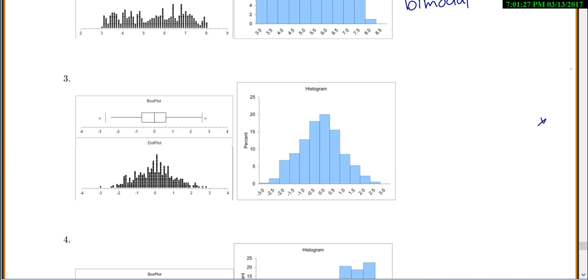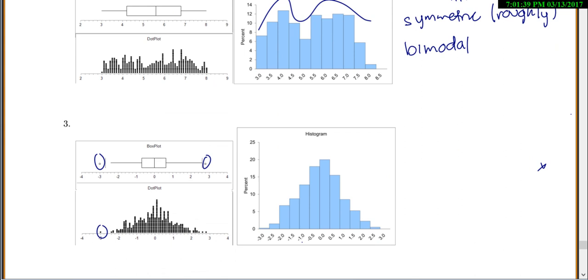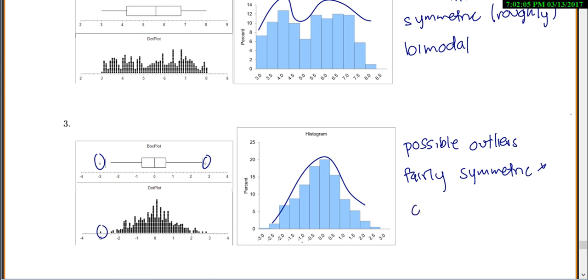Let's see, my next one. Notice that we have some possible outliers here. Do these seem like they're as bad of outliers as number 1? Okay. No, and in fact, I would say these are maybe some possible outliers. They don't quite seem to be as far away from the rest of our data. I can't even see them as outliers on the histogram. As far as shape, it seems to be fairly symmetric. And I only have 1 mode. So unimodal.